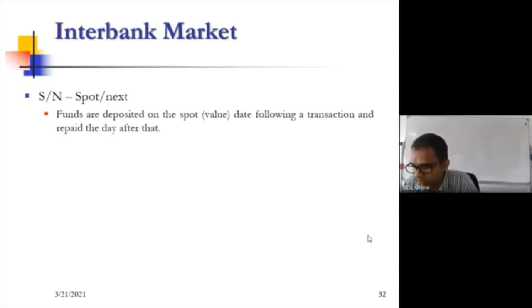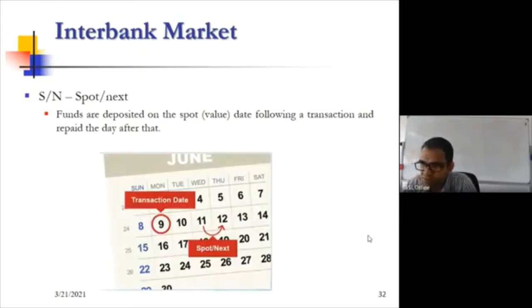Spot next. Do you know what is meant by spot? Generally, spot means after 2 days. From the trade date, if you enter into the agreement today, it will settle after 2 business days. Then spot next means you borrow or place the deposit on the spot date and mature it on the next date. That's the spot next.